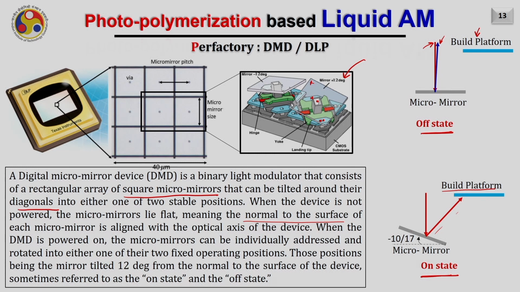So in other words, when the DMD is powered, the micro mirrors can be individually addressed and rotated into one of their two fixed operating positions. Those positions being the mirror tilted 12 degrees from the normal of the surface of the device, sometimes referred to as the on state and the off state. So this is how typically a DMD chip looks like.